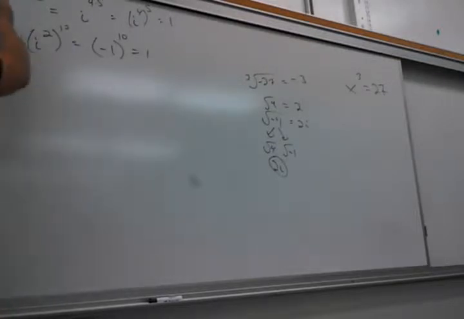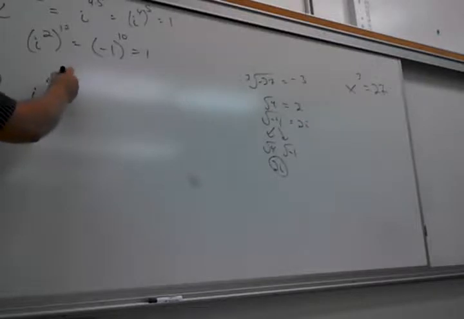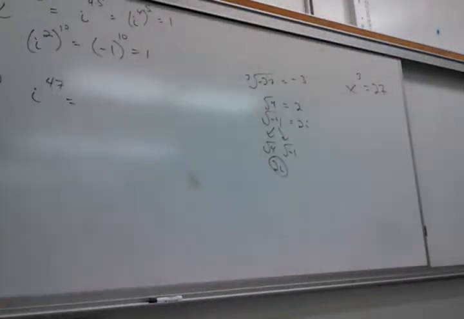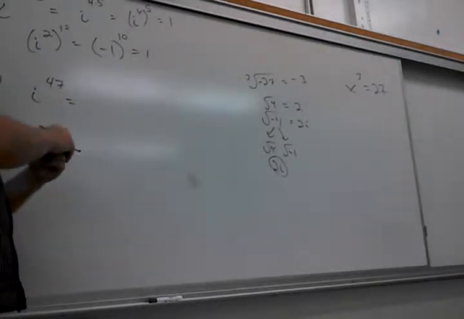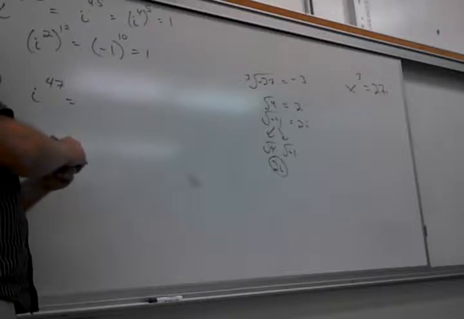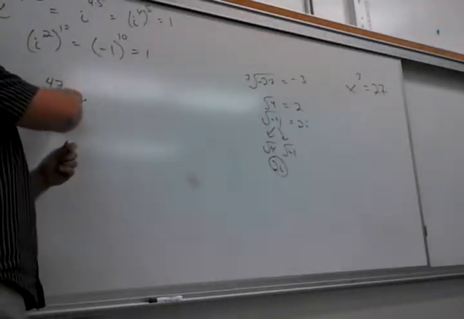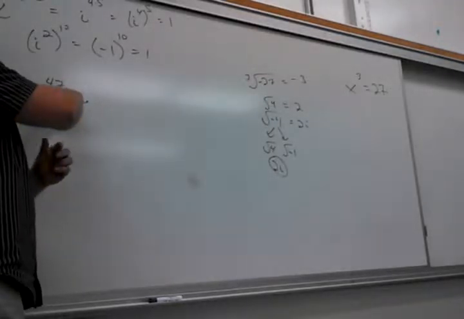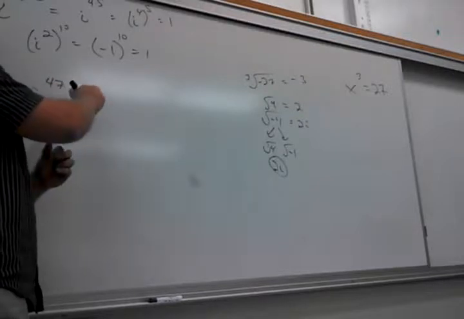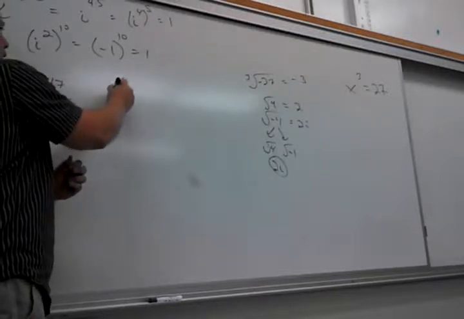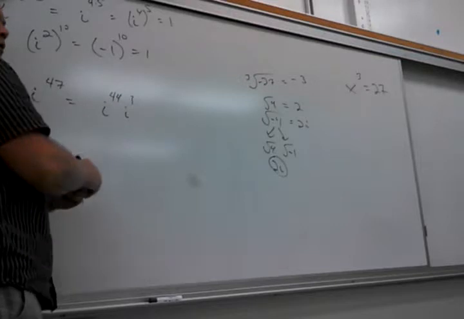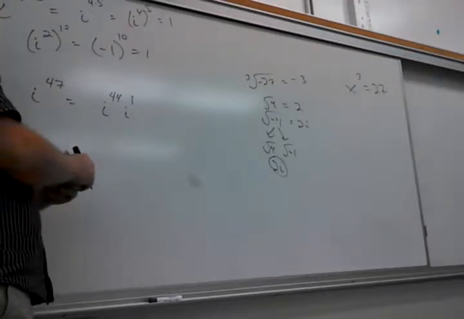Just to remind us, if I had this, how would I do that? Every 4. You divide by 4 and whatever's left over. Exactly. So 4 goes into 47 11 times, with how many left over? 3. So you could do i to the 44, times i to the 3. That's the final answer.